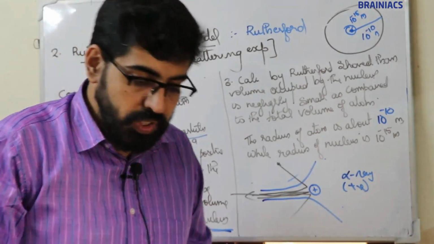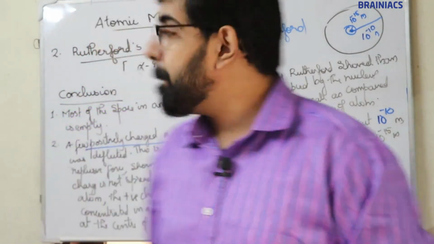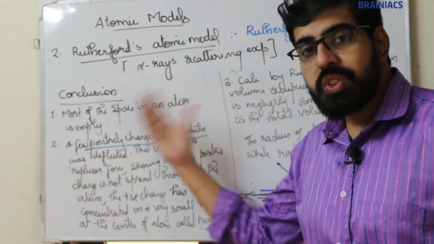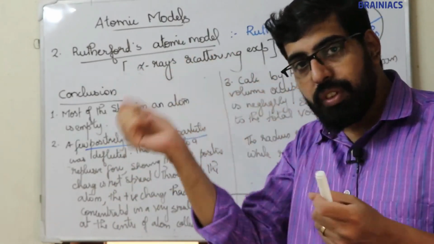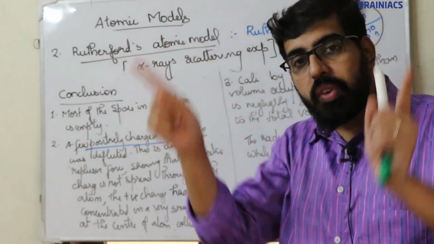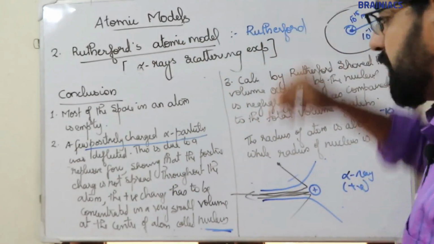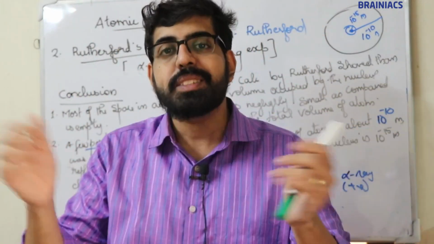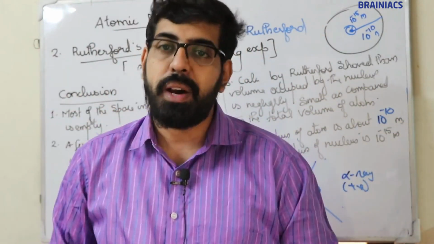These are the conclusions of the alpha ray scattering experiment. Most of the alpha particles pass through the gold foil without any deflection. That shows that most of the space in an atom is empty. Now, a few alpha particles are deflected through small angles, large angles, and one or two retrace their path.